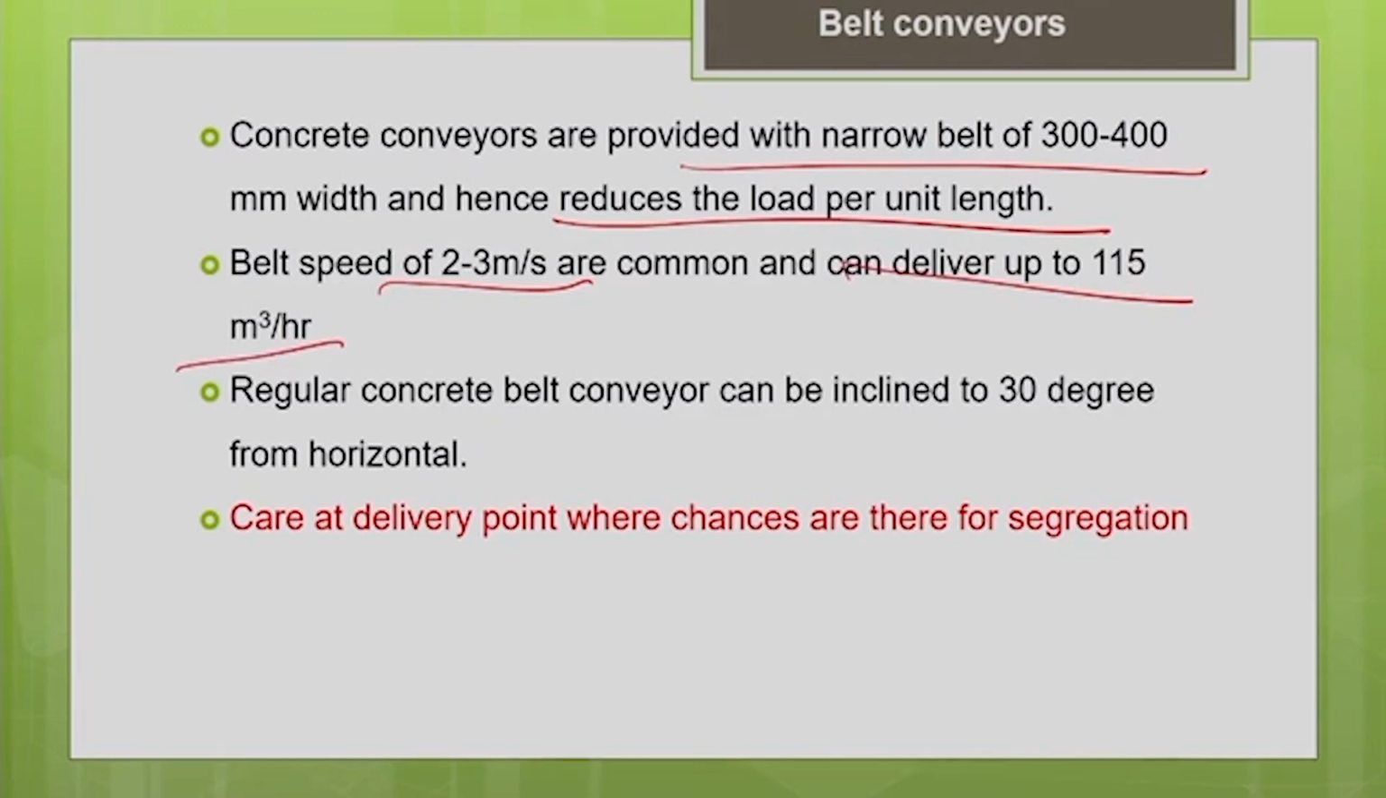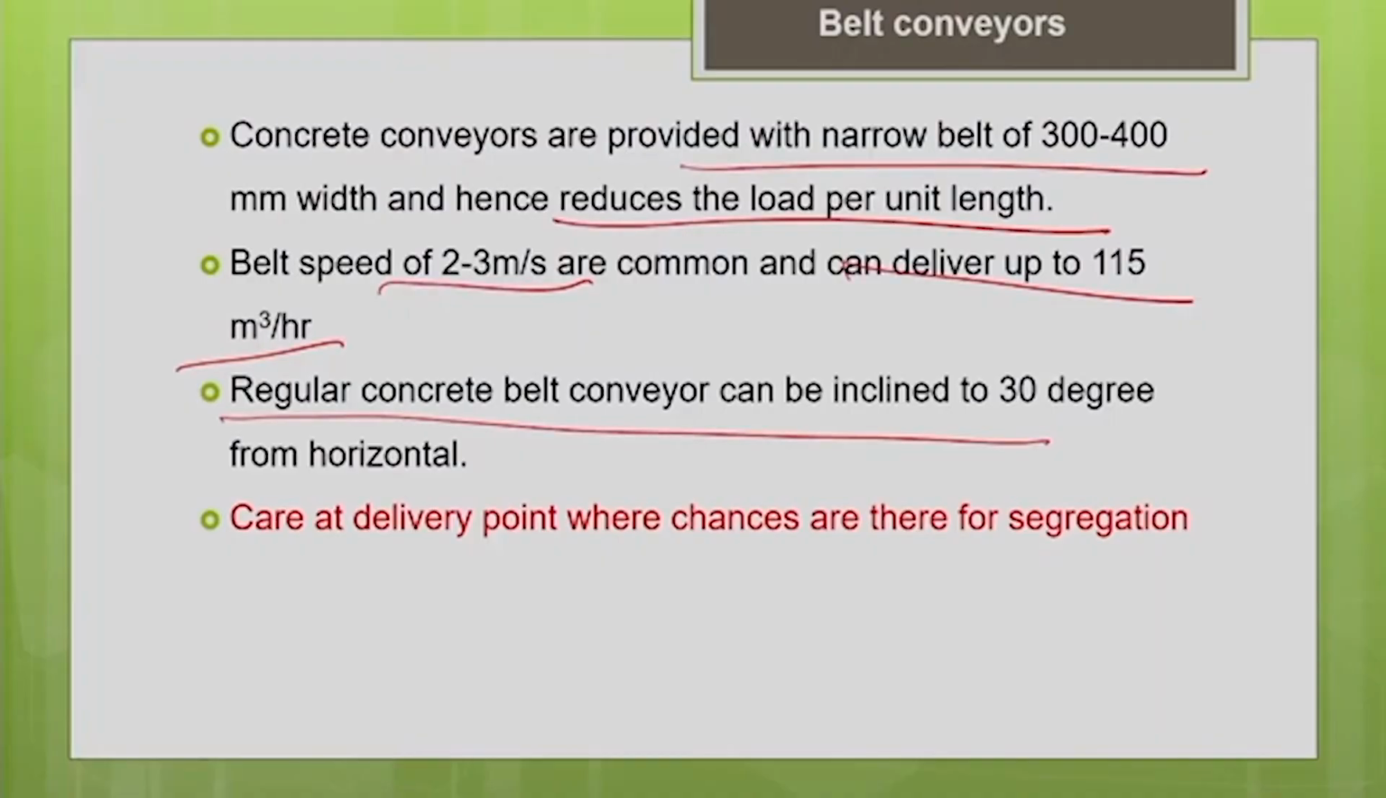The regular concrete belt conveyor can be inclined even up to 30 degree from the horizontal. So up to 30 degree of inclination, the material will be stable on the belt. But one thing we have to note is that though the belt conveyor is going to convey the material in an inclined manner, at the end the discharge should be vertical. As I told you, end discharge you have to make vertical. So you have to have a vertical down pipe which can facilitate vertical discharge of concrete.